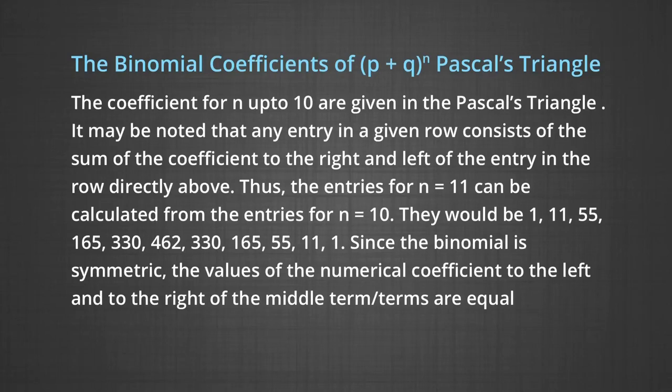Dear students, the coefficients for n up to 10 are given in the Pascal triangle. It may be noted that any entry in a given row consists of the sum of the coefficients to the right and left of the entry in the row directly above. Thus, the entries for n equal to 11 can be calculated from the entries for n equal to 10. Thus, they would be 1, 11, 55, 165, 330, 462, 330, 165, 55, 11, and 1. Since the binomial is symmetric, the values of the numerical coefficients to the left and to the right of the middle term or terms are equal.